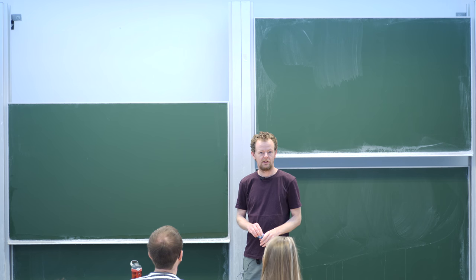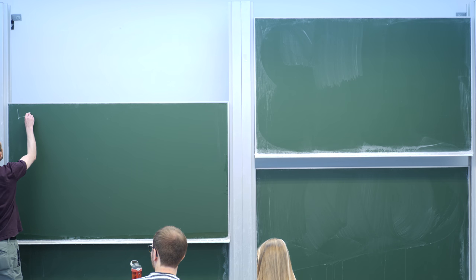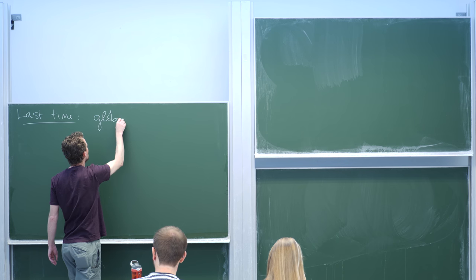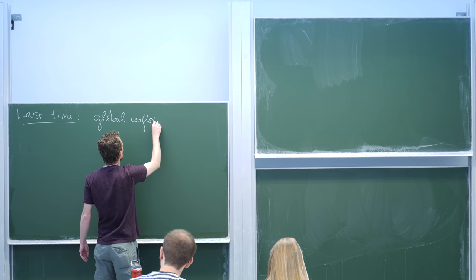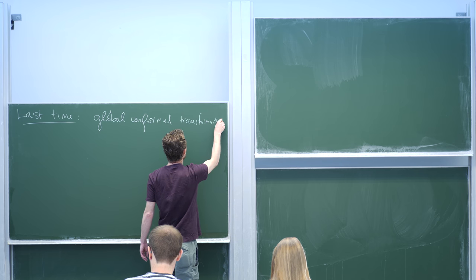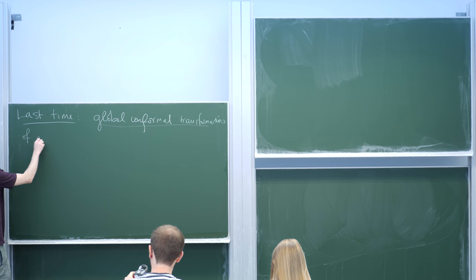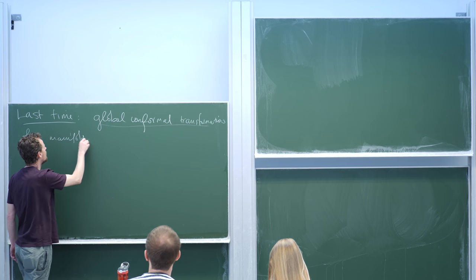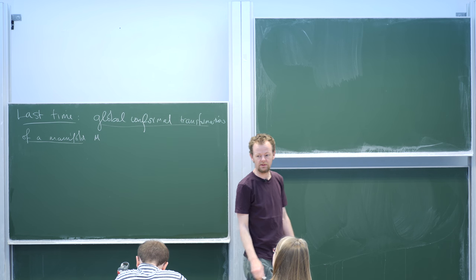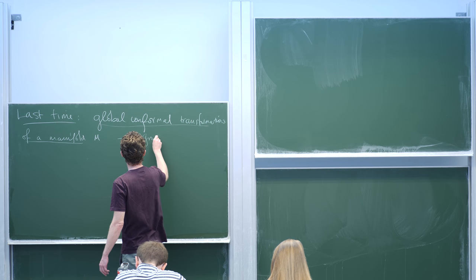Welcome back. So in the last lecture, we looked at global conformal symmetries of various manifolds. That was what we did last time, global conformal transformations of a manifold M. And these form a symmetry group. They form a group.